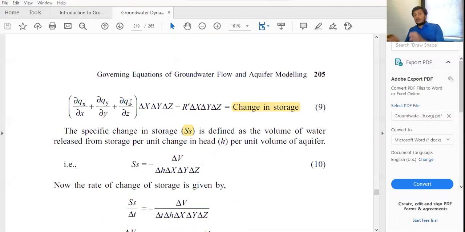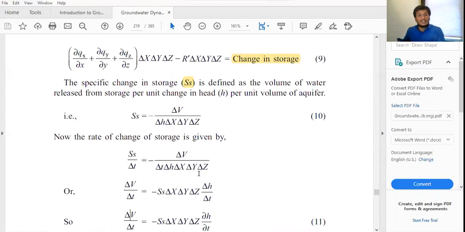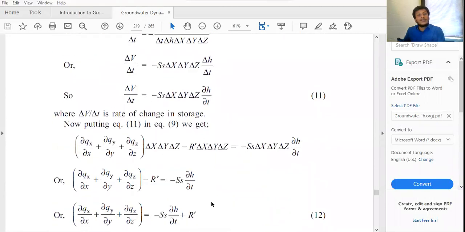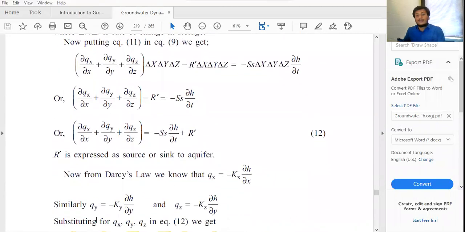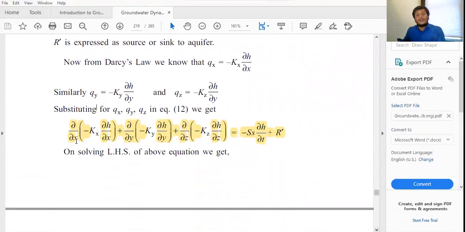Slowly they include other properties, like conductivity and all, introducing them one by one. They try to make a good, beautiful equation. So this is the final equation for the finite difference model, where Kx is the hydraulic conductivity, as we discussed earlier in the presentation. That is how they got it.